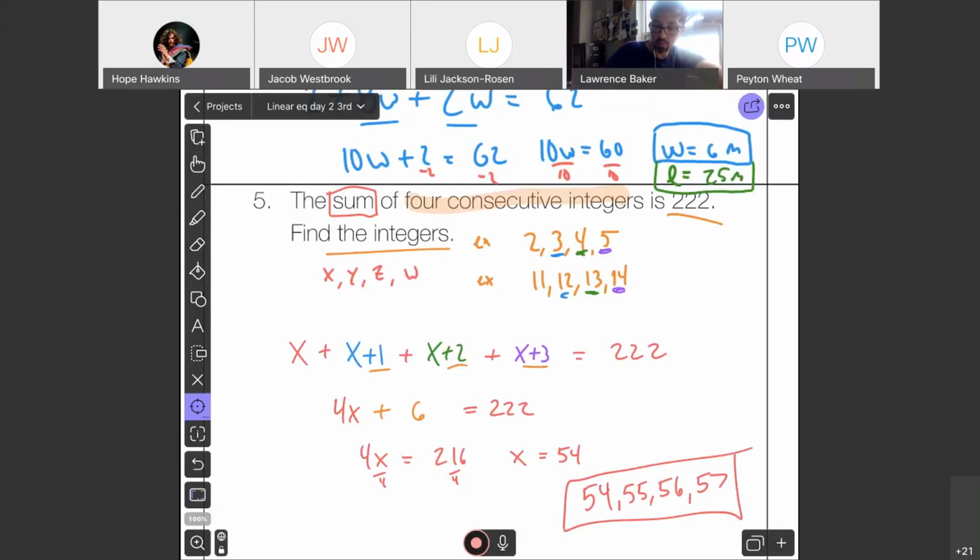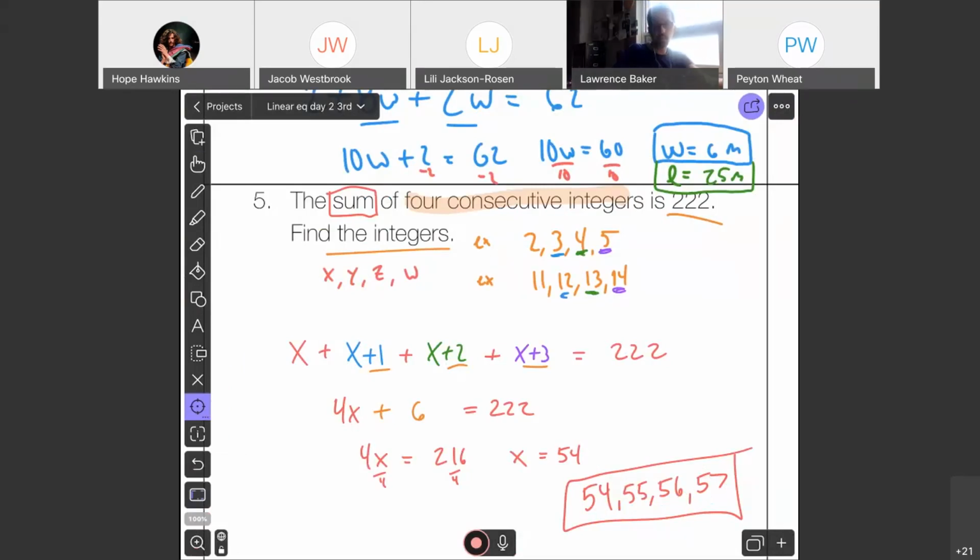And we could check to see if it works. 50 plus 50 plus 50 plus 50 is 200. 4 plus 5 is 9, plus 6 is 15. 15 plus 7 is 22. So 200 and then 22. Yeah, so it does add up.